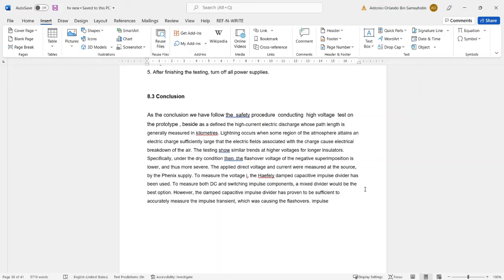The applied direct voltage and the current were measured at the source by the supply, and to measure the voltage, a heavily damped capacitive impulse divider has been used. To measure both the DC and switching impulse components, a mixed divider would be the best option. However, the damped capacitive impulse divider has proven sufficient to accurately measure the impulse transition which is causing the flashover impulse. That's all. Thank you.